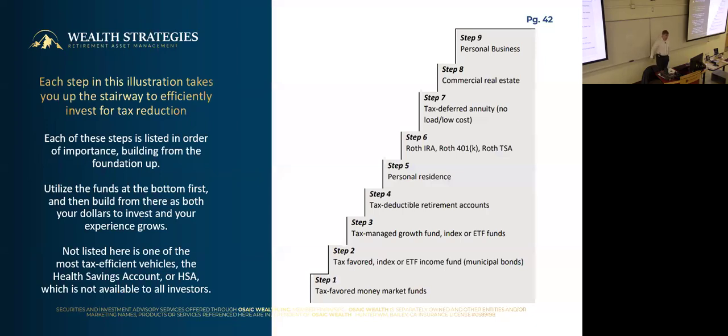So now that we've talked about all of this, this is something that we have that is really just a step up to super tax efficient investing if you wanted to start from the bottom and work all the way up. Pretty much these are steps listed in order of importance, and you use the funds at the bottom first and then build from there as your dollars to invest and your experience grows. Not listed here is actually one of the most tax efficient vehicles, which is the health savings account, or HSA, which is not available to everybody.